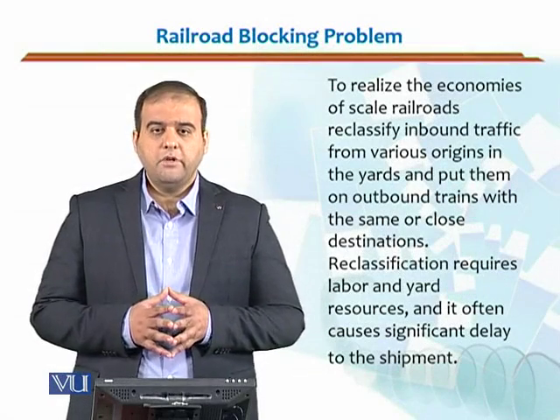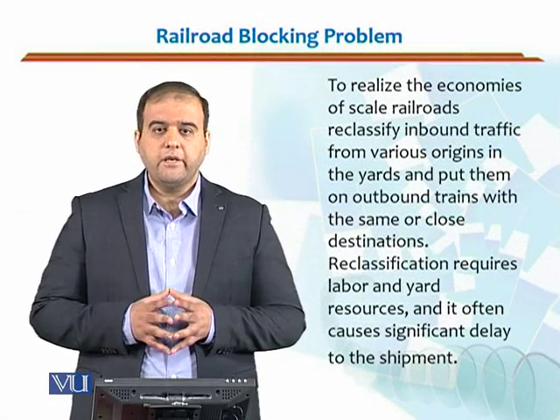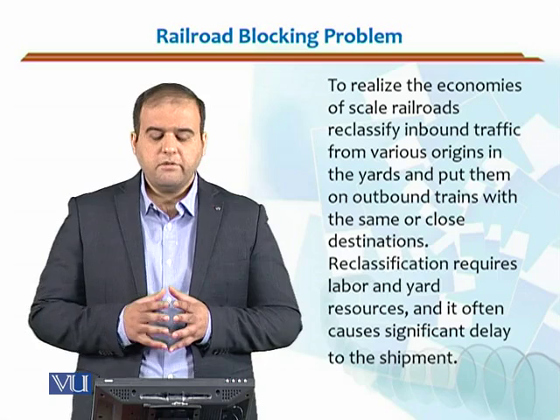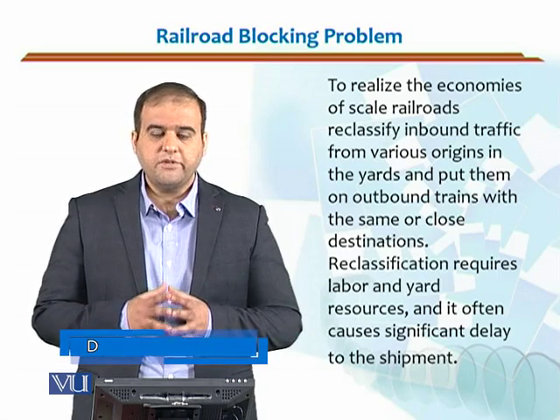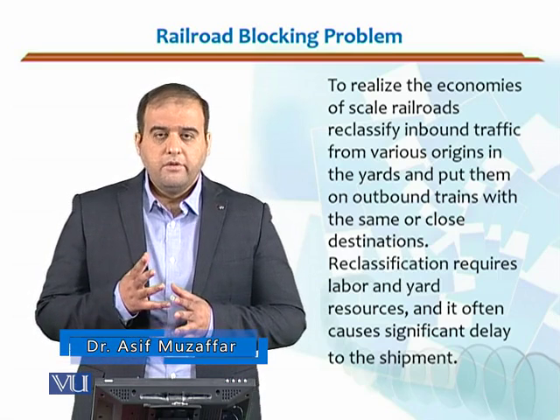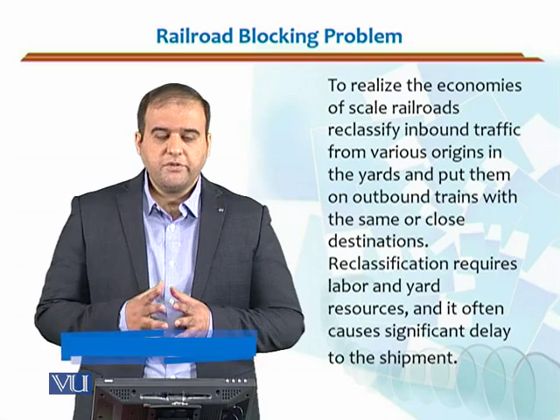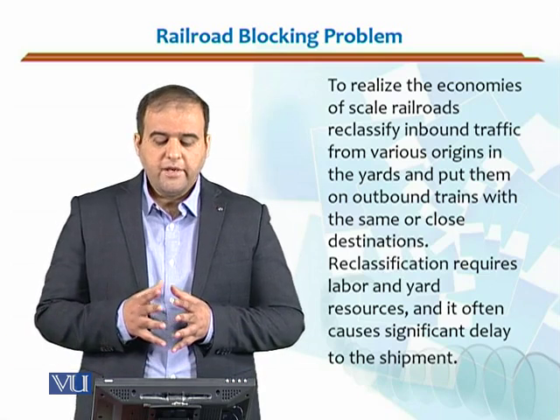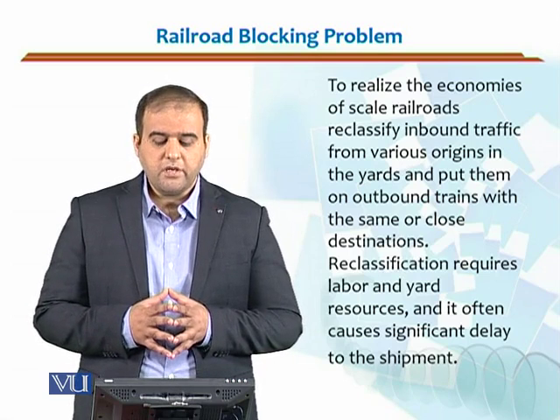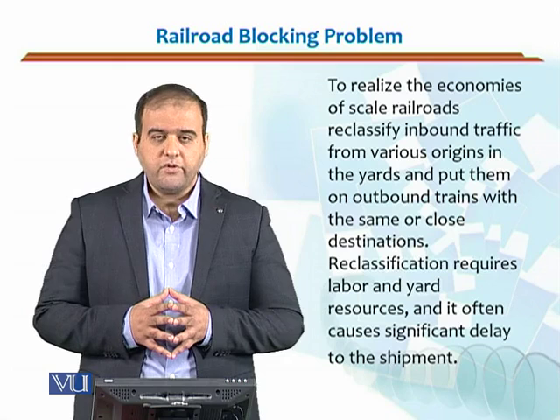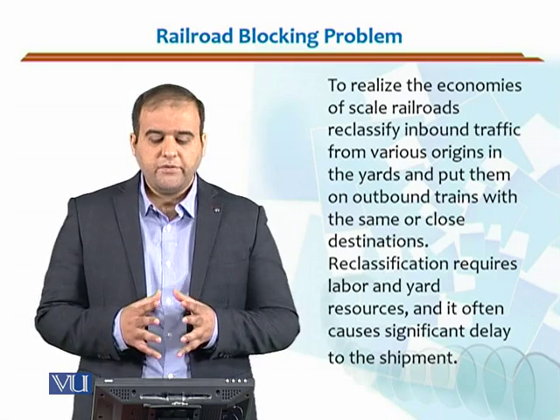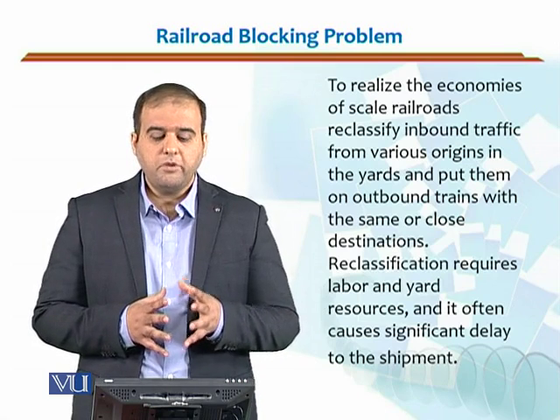Now students, after looking at the locomotive distribution planning and the basic mathematical model for locomotive distribution, now let us look at the railroad blocking problems, which are also very common in the transportation systems. To realize the economies of scale, railroads reclassify inbound traffic from various origins in the yard and put them on outbound trains with the same or close destination. So what is really happening in a railroad blocking problem?